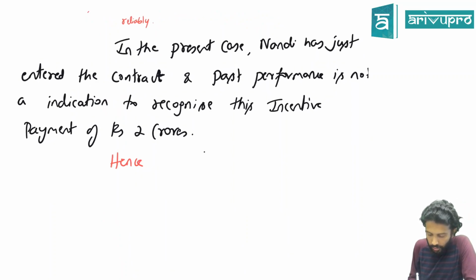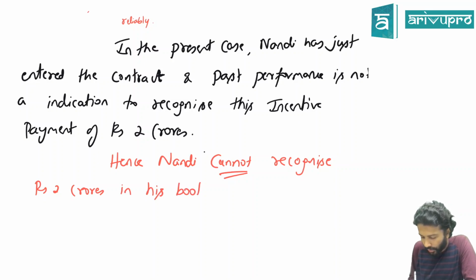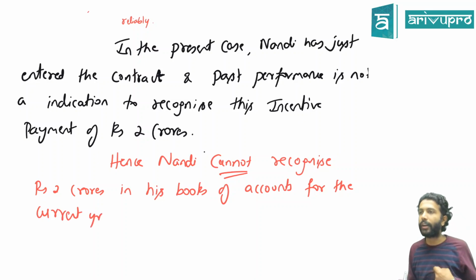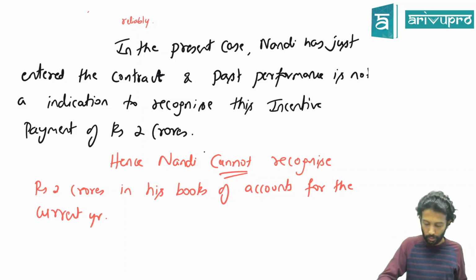Hence, Nandi cannot recognize rupees 2 crore in his books of accounts for the current year, we'll write. It's not that he can't recognize it at all, just that he can't recognize it in the current year. Maybe in the next year, if his contract is sufficiently advanced, then he can recognize. Hence, he can't recognize in his books of accounts for the current year.